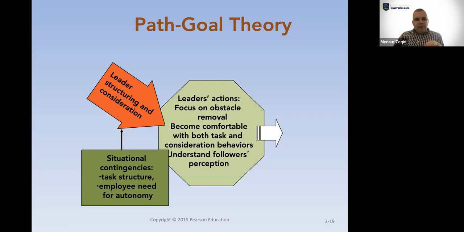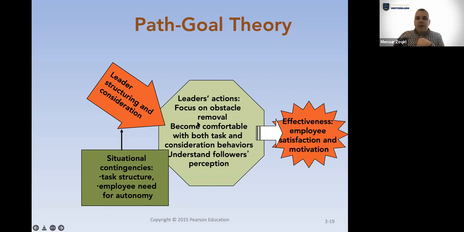So we have leader structuring and consideration. As you can see, some of these situational contingencies that we discussed earlier, like task structure, as well as the employee need for autonomy. And all this leads to much more effectiveness, which is shown by having satisfied employees and motivated employees in these cases.